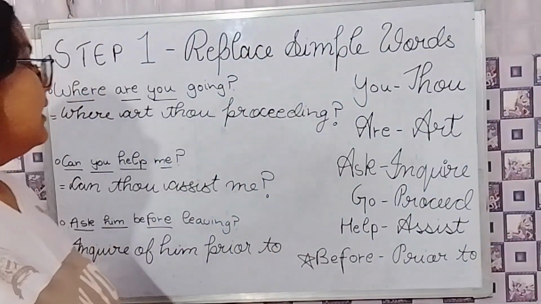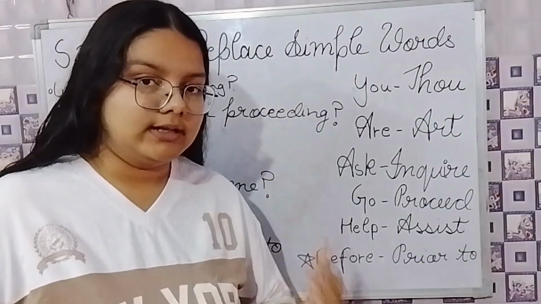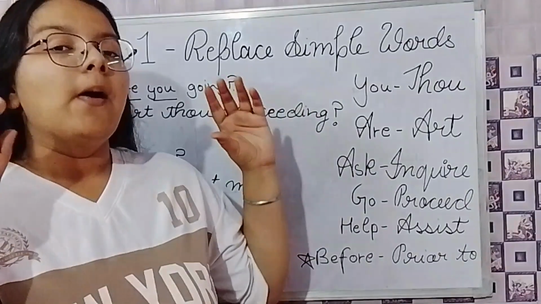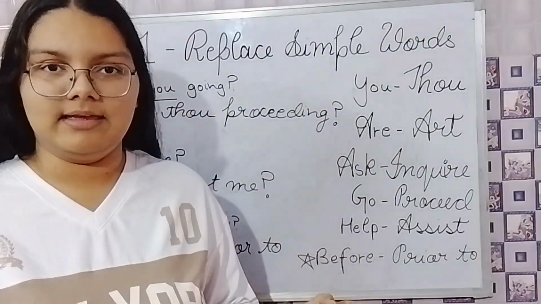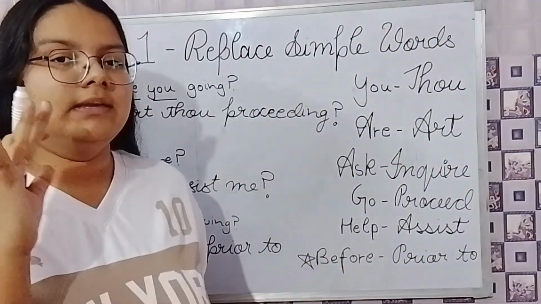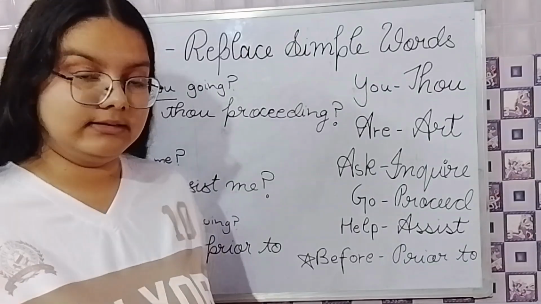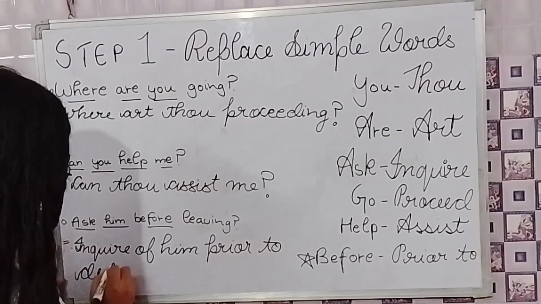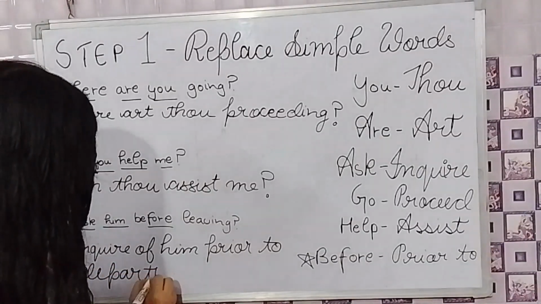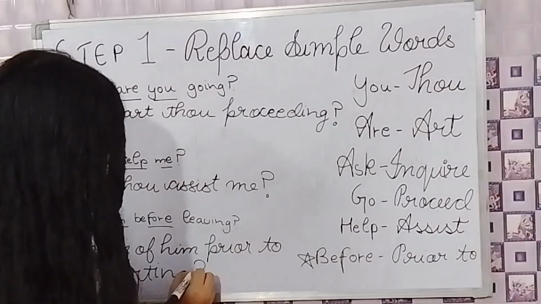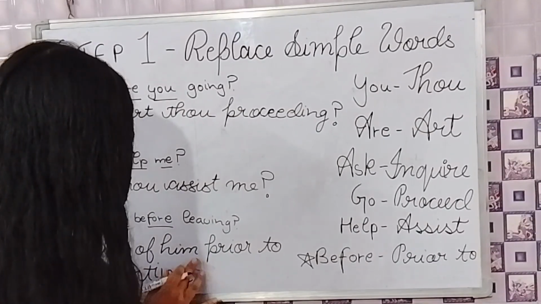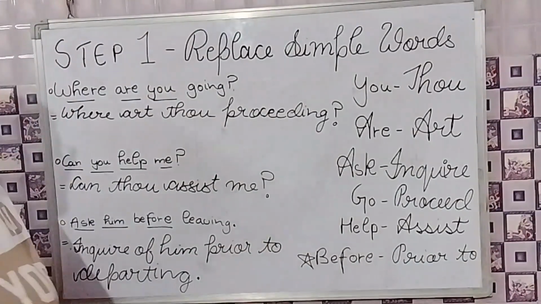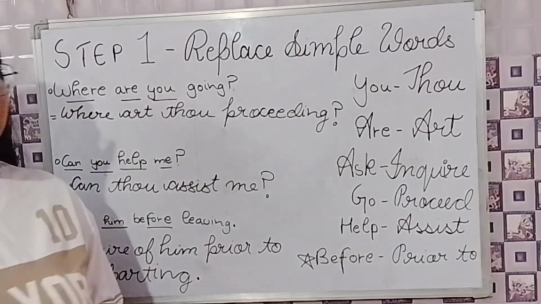See for yourself. The normal English words that we use today are a bit casual, but the Victorian English words are a bit polite. They have elegance in them. So while transforming, you need to keep in mind the politeness and the elegance. Inquire of him prior to departing. A bit of a mistake with the question mark; this isn't a question, it is a statement.